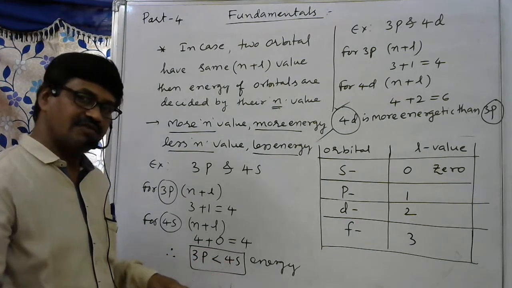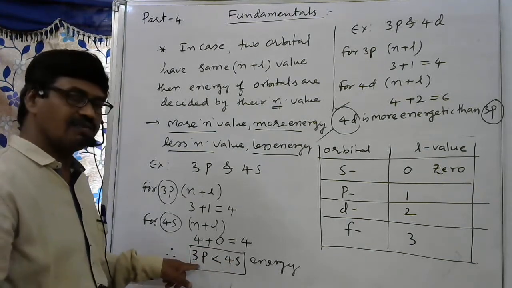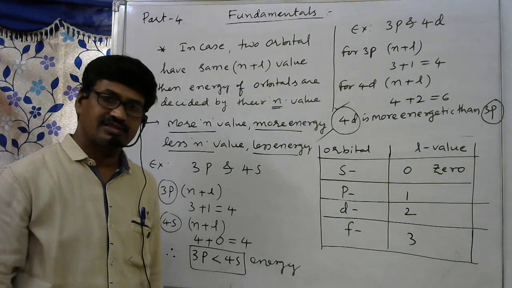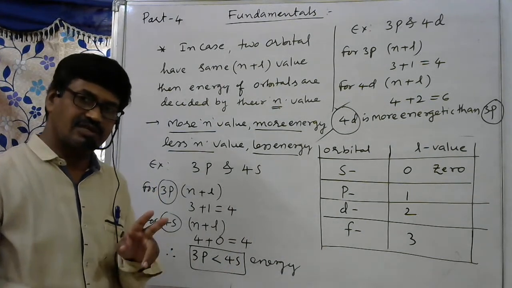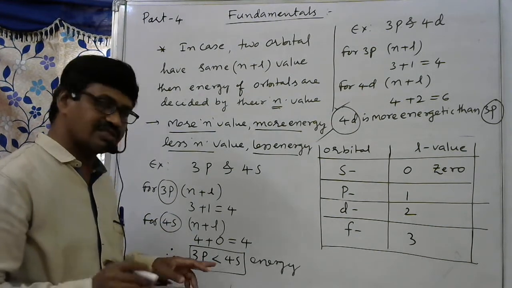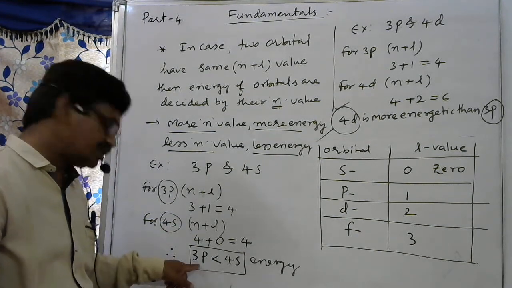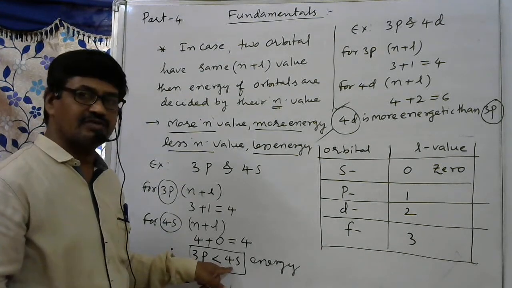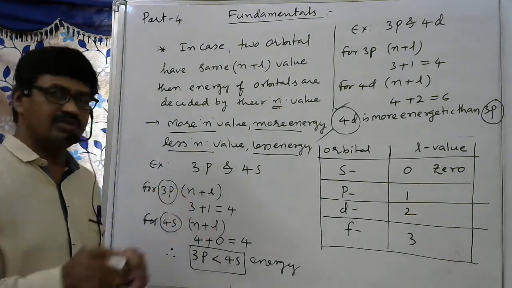What does it mean? The first electrons enter into the p orbital. P orbital means 3 sub boxes, and each box can accommodate 2 electrons. So the total number of electrons that can be accommodated in the 3p orbital is 6. After filling 6 electrons in the 3p orbital, the next electron enters into the 4s orbital. So up to this you have to remember.